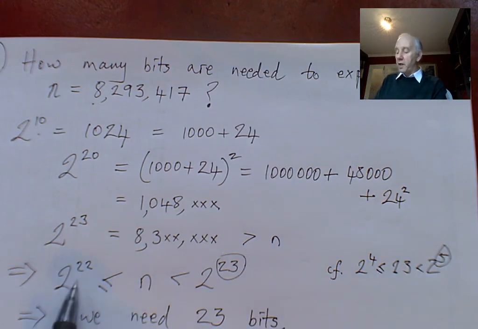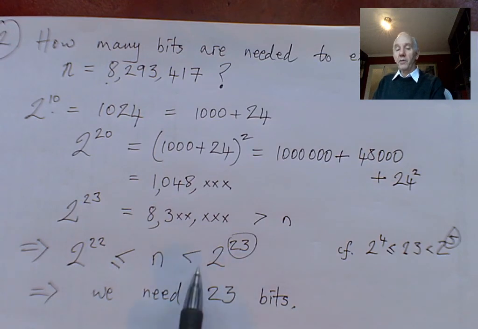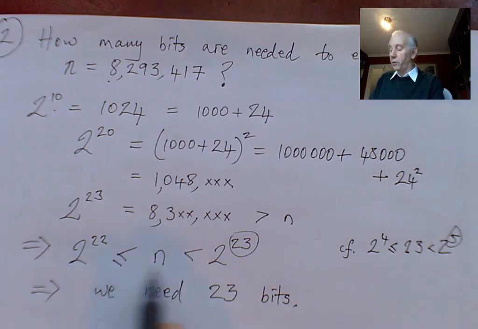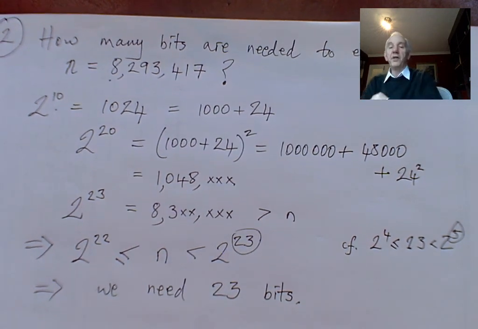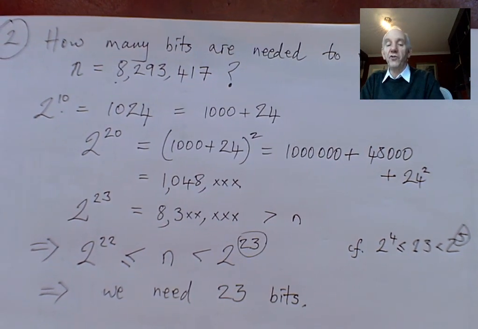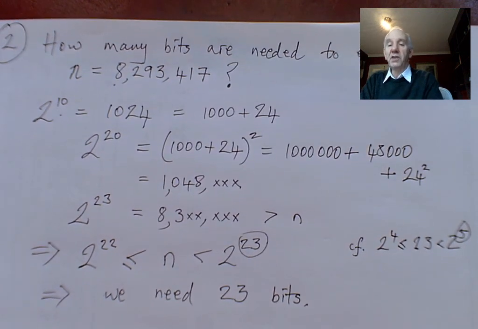Even if n were equal to 2 to the 22, we would need 23 bits. But if n is equal to 2 to the 23, we would need 24 bits. That's why the inequalities are like this. The last one is strict. We can have equality in the first one. So to find how many bits we need to express a given integer in binary, we have to sandwich it between two adjacent powers of 2, and then we can read the number of bits off from the exponents.